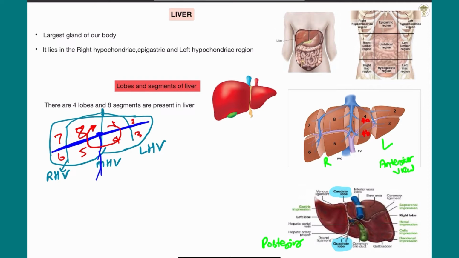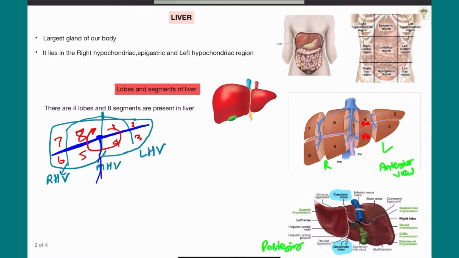How are these 4 lobes? This is the right lobe of the liver, this is the left lobe of the liver, and 2 lobes are present in the posterior position: the caudate lobe and the quadrate lobe. The quadrate lobe is mostly a part of the posterior part of the 4B segment. When you see the posterior part of the 4B segment, it is visible as quadrate type. So it is called the quadrate lobe.